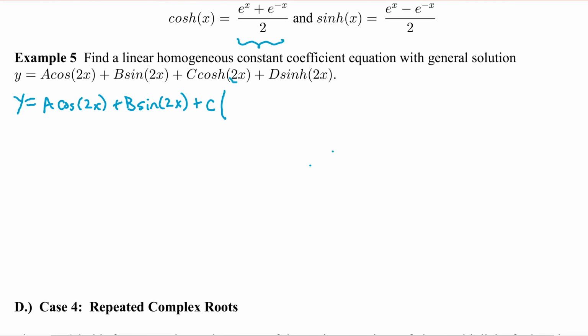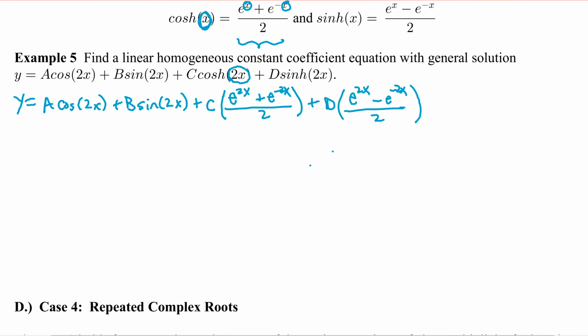Now, notice the argument of my hyperbolic cosine is not x, it's 2x. That simply means that everywhere I see an x in the formula, I'll replace it with 2x. So we end up with e to the 2x plus e to the negative 2x divided by 2. And we'll do the same thing with hyperbolic sine. We'll replace this with e to the 2x minus e to the negative 2x divided by 2.